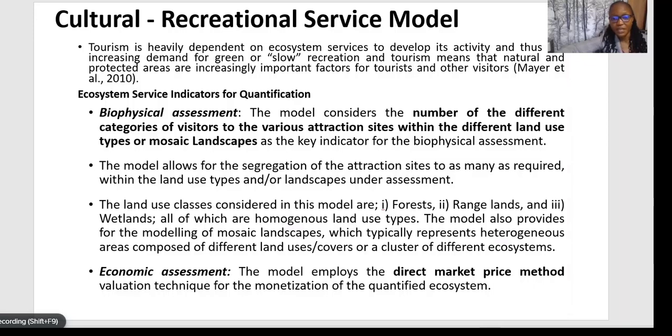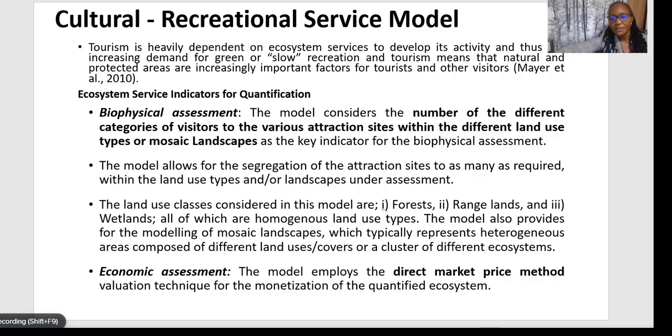That could be the land use, land cover for that wetland in the case of Yalloa swamp. If it's a forest, it will be captured the same. If it's a mosaic of landscapes, then it will be captured as a mosaic of landscapes. So the biophysical assessment here, if we want to discern the ecosystem services indicators for quantification, is the number of different categories of visitors and the various attraction sites they are visiting.